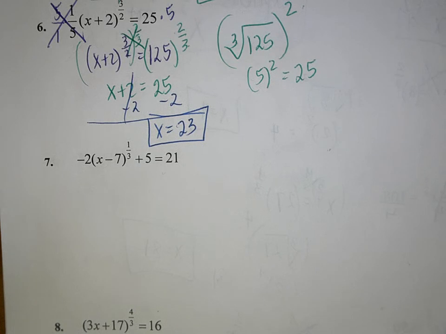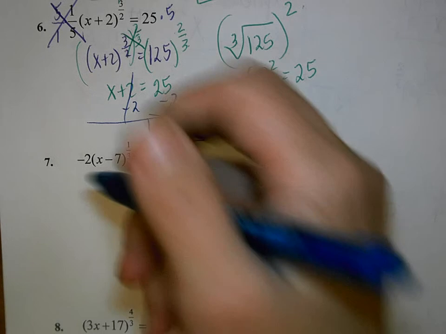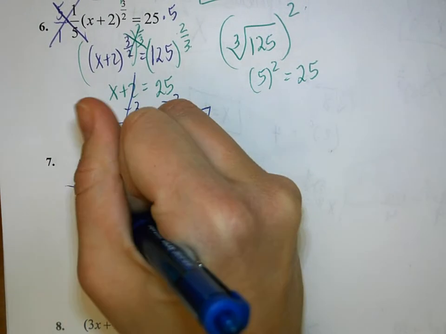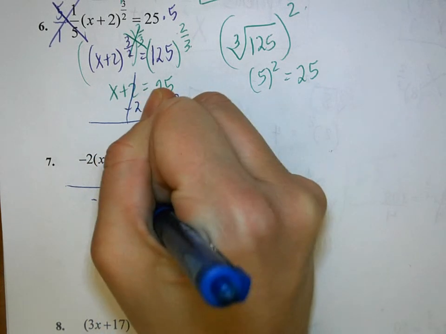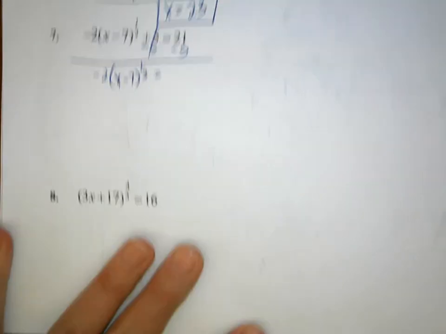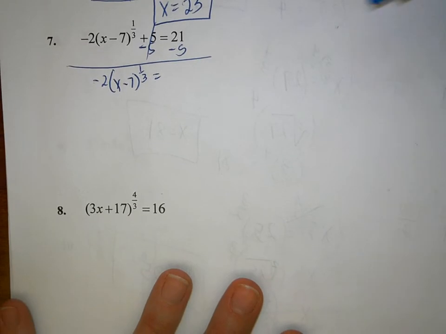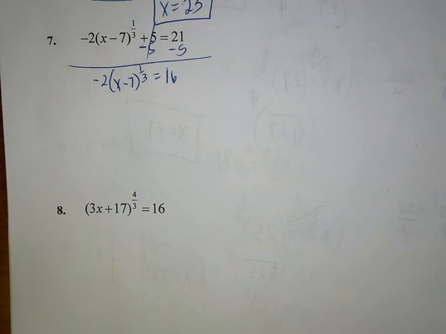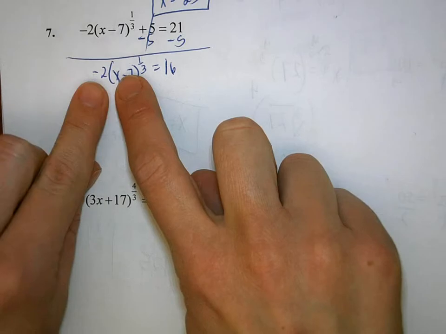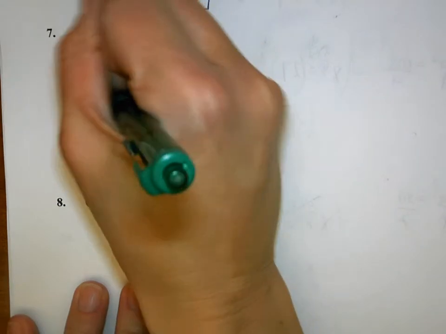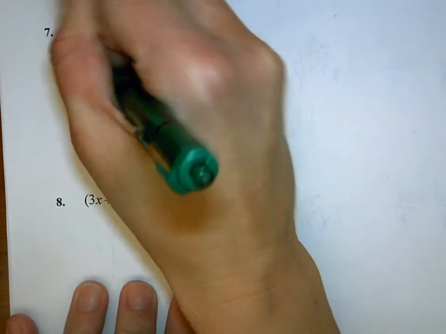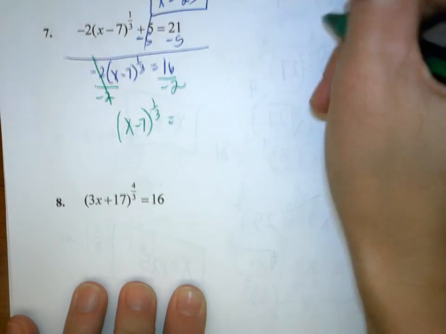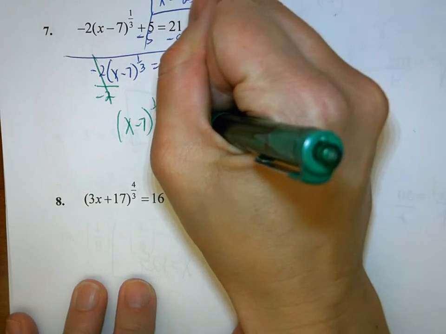Okay. Let's see. Most of you got the first step right. So we subtract 5 from both sides. So then I have -2 times (x minus 7) to the 1/3 equals, and 21 minus 5 is what? 16. Okay, then your next step is to do what? Divide, because a number next to a parenthesis means it's multiplying. So we undo multiplication by division. So I'm dividing by -2 on both sides. So now I have (x minus 7) to the 1/3 power equals, and 16 divided by -2 is -8, right?